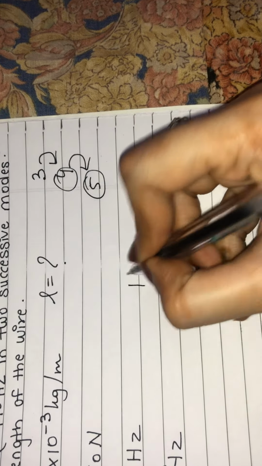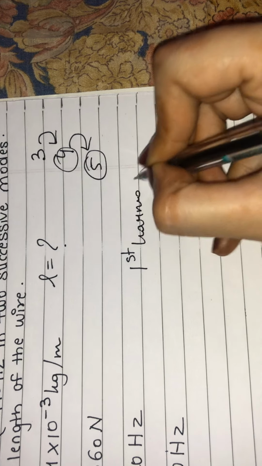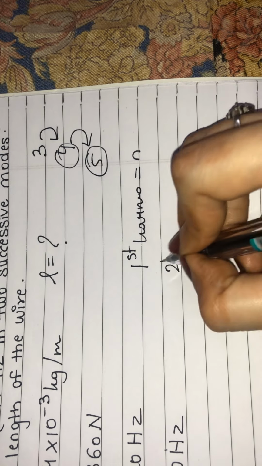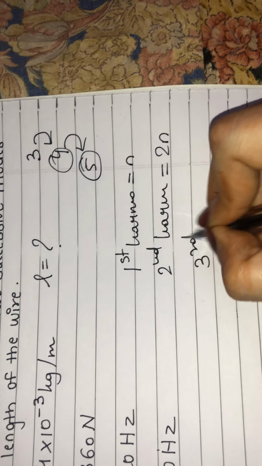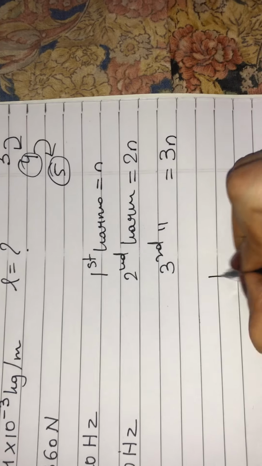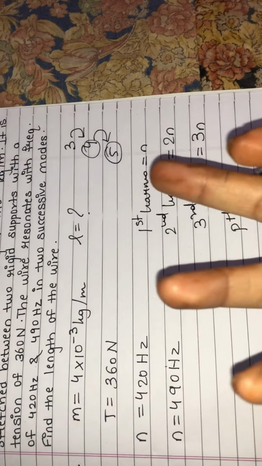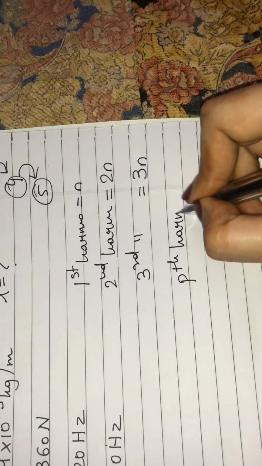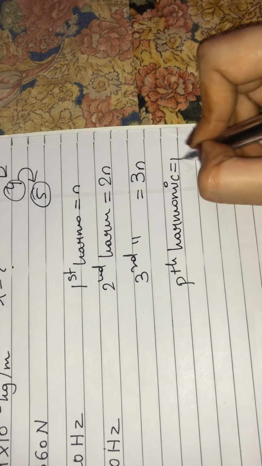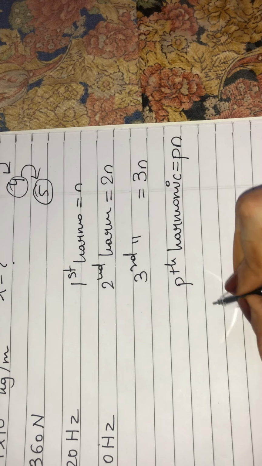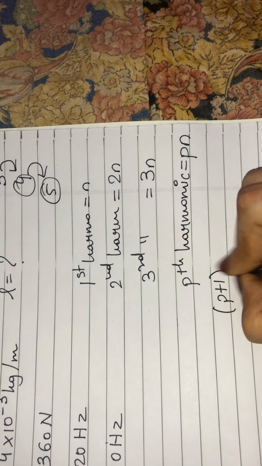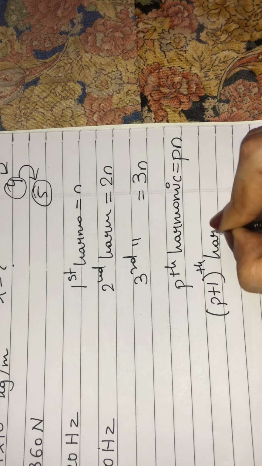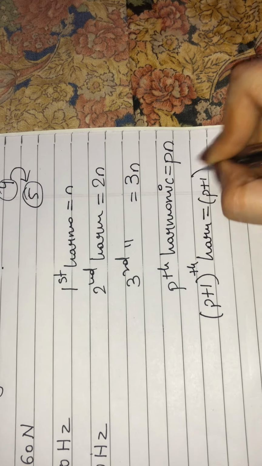Okay, so first you understand the concept. For the first harmonic it is n. For the second harmonic it is 2n. For the third harmonic it is 3n. Here the mode is unknown to us, so for the pth harmonic it will be pn. Successive p means after p comes p plus 1. For the p plus 1 harmonic it will be (p plus 1)n, right.